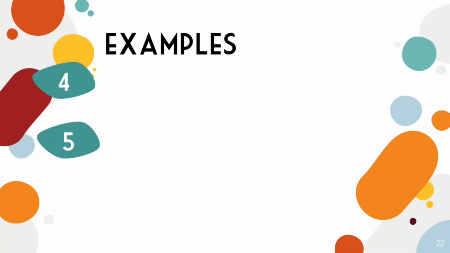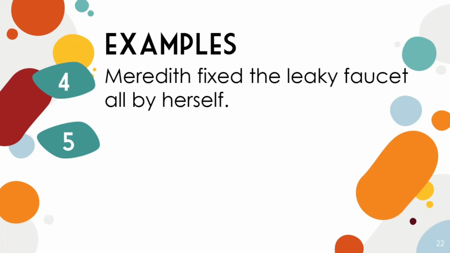Okay, so let's take a look at the next example. Number 4: Meredith fixed the leaky faucet all by herself. So, where do you think are the subject and verb here? Very good. Meredith is our subject. Fixed is our verb. If you read the whole sentence, Meredith fixed the leaky faucet all by herself, it is a complete sentence. So this is an example of a main clause. It has a subject, a verb, and it is a complete sentence.